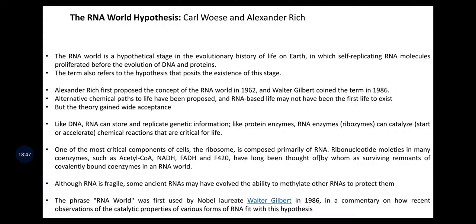Coming to the RNA world hypothesis. As I told you, Carl Woese and Alexander Rich were the two scientists who gave this hypothesis. It describes a hypothetical stage in the evolutionary history of life on Earth, in which self-replicating RNA molecules proliferated before the evolution of DNA and protein. That means the RNA world hypothesis gives that RNA originated before the origin of DNA or protein in the world. The term also refers to the hypothesis that posits the existence of this stage.